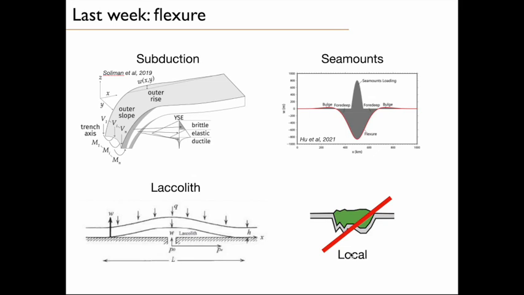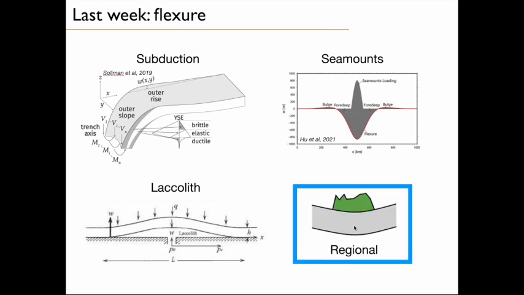There was the case of the subduction zone, where the plate, an elastic plate, is being bent, leading to an outer rise. In the case of a seamount, we have bulging of the plate away from the loading. And in the case of a laccolith, we also want to explain the deformation of the plate below the magma, which is being emplaced within the crust. So for all of these models, we need to design another model than the local isostatic model, and that's the regional model that will require defining a rigid plate.